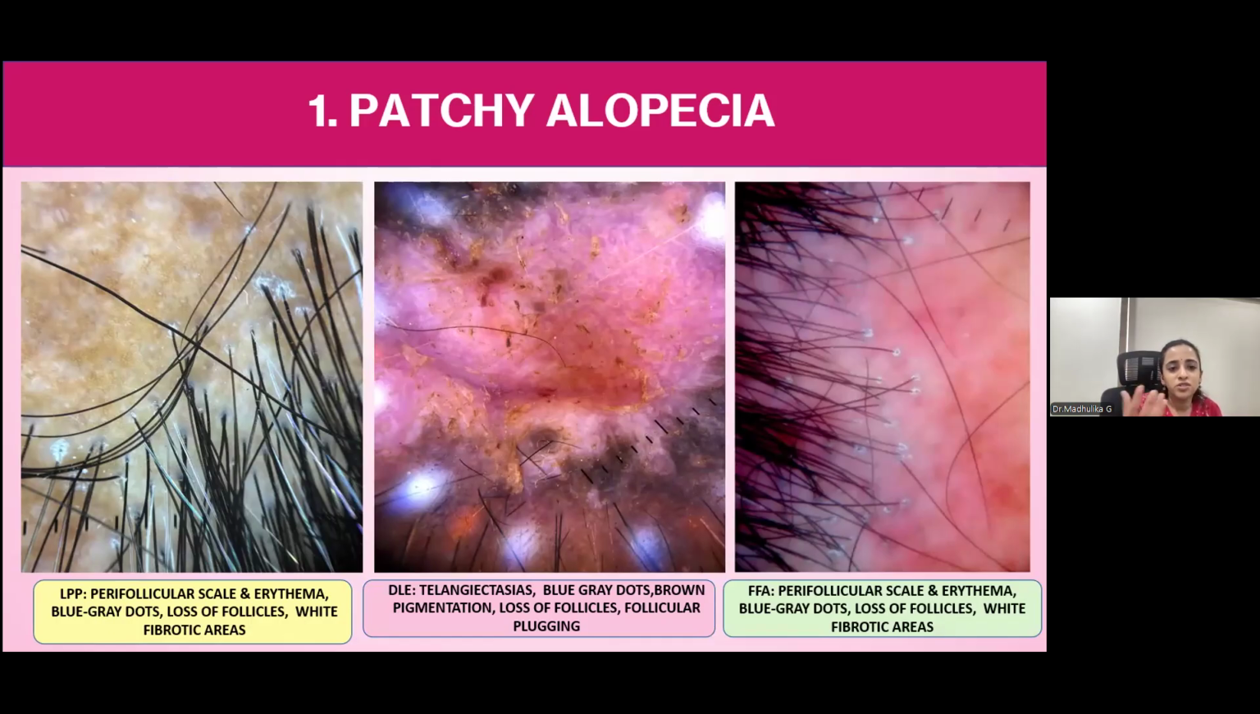And over time, this is just going to become a fibrotic area and there is going to be no hair coming out of it. So we know that we need to intervene. We know if the disease is active or inactive, and we look at these features.